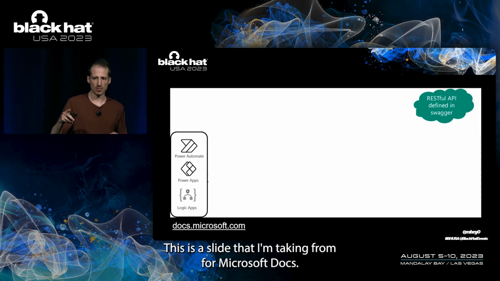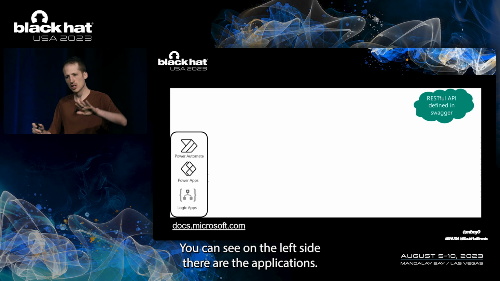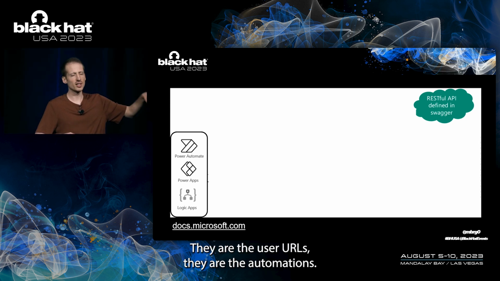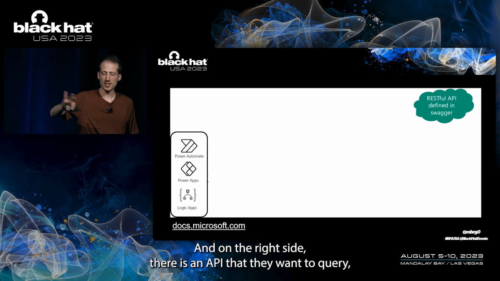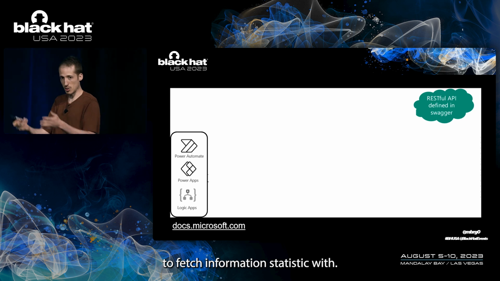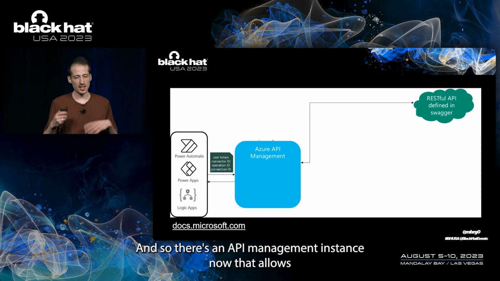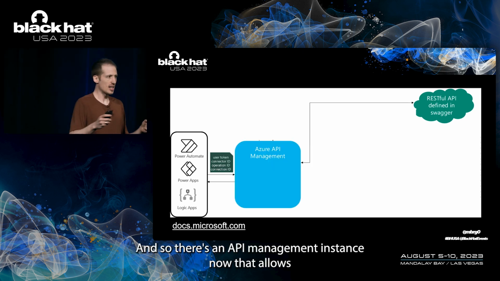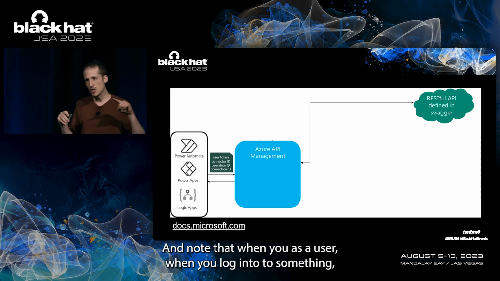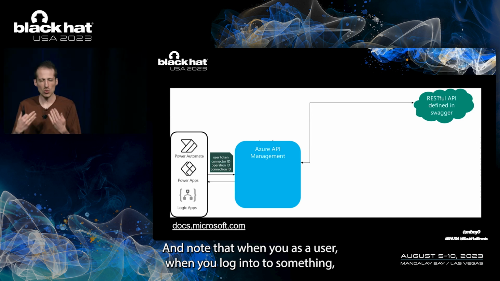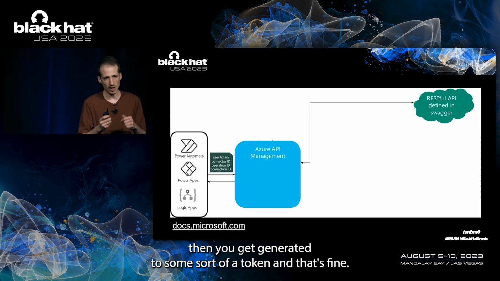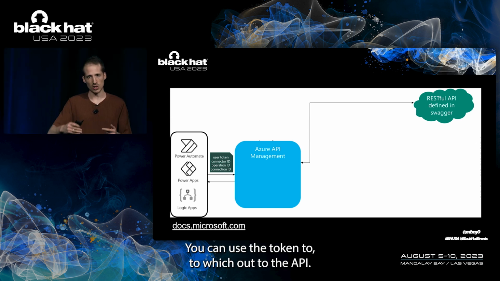This is a slide that I'm taking from Microsoft Docs. You can see on the left side, there are the applications, there are the users, there are the automations. And on the right side, there's an API that they want to query, for example, an API to fetch information through SQL. And so there's an API management instance there that facilitates those requests. And note that when you as a user log into something, you get a token generated, and that's fine. You can use that token to reach out to the API.